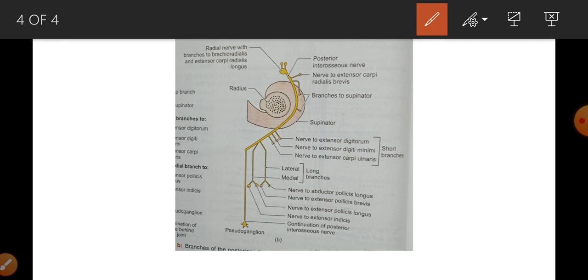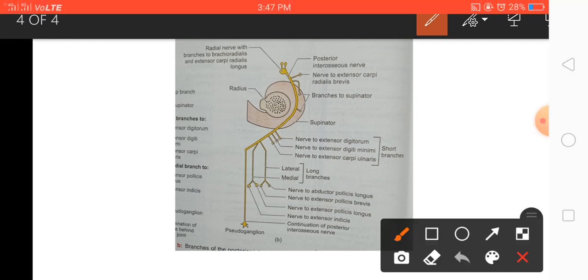It gives short branches as well as long branches. The short branches are given to the extensor digitorum, extensor digiti minimi and the extensor carpi ulnaris. If you are thorough with the extensor retinaculum, extensor carpi ulnaris is the tendon present in the 6th compartment, this one in the 5th compartment and this in the 4th compartment. So this is a way to remember the 6th compartment, 5th compartment, 4th compartment.